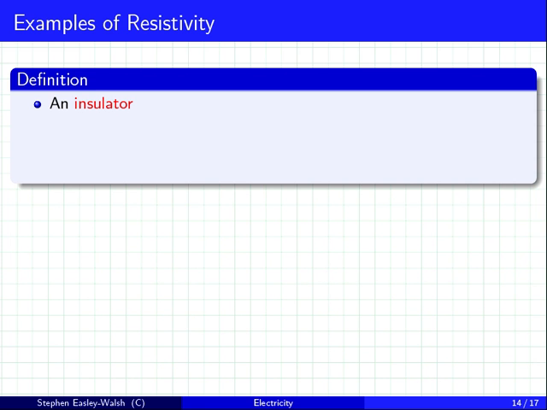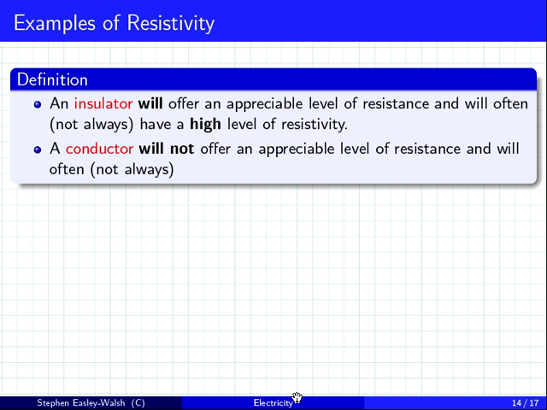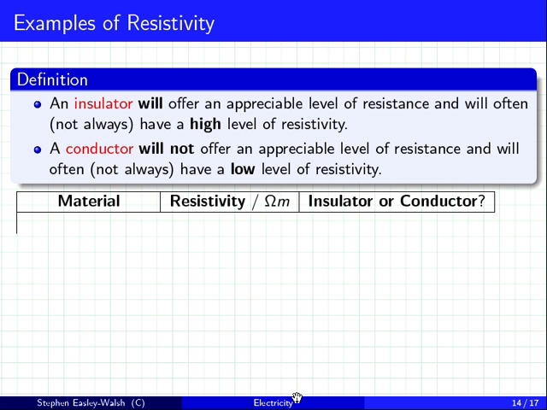Now, you don't need to write this down. An insulator gives resistance. Not always, but usually has a high resistivity. And a conductor will not give resistance, and it usually has a low level of resistivity. And I can show you this with some values, okay?